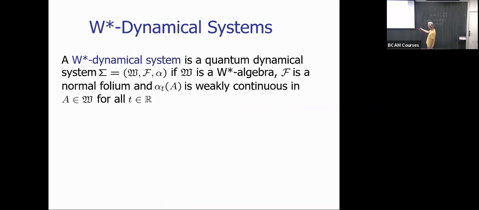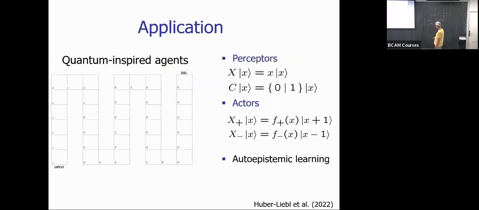Now with the W star algebra, the state space is a normal volume, and the group representation of the automorphisms is weakly continuous in the algebra. And here is another example from our most recent publication by Markus Huber-Liebel and the other colleagues from Cottbus University.